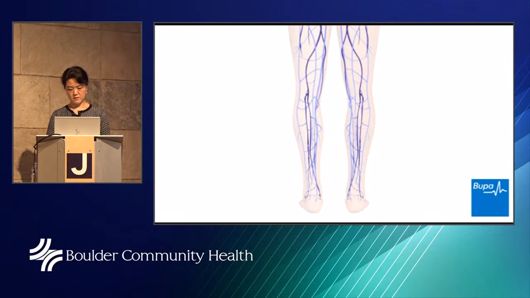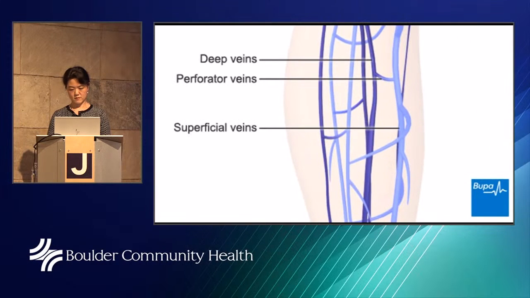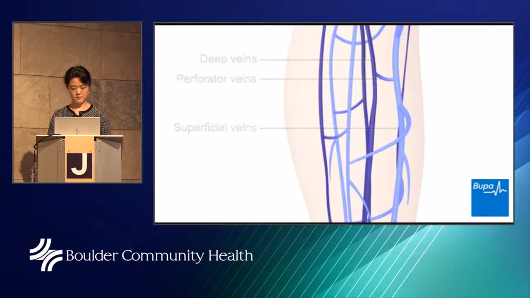The superficial veins lie below the surface of the skin. The deep veins pass through the deep tissues of the legs. They transport blood from the legs and feet back up towards the heart. The superficial and deep veins are connected by perforator veins. Here we show the position of the deep veins, superficial veins, and perforator veins in the leg.